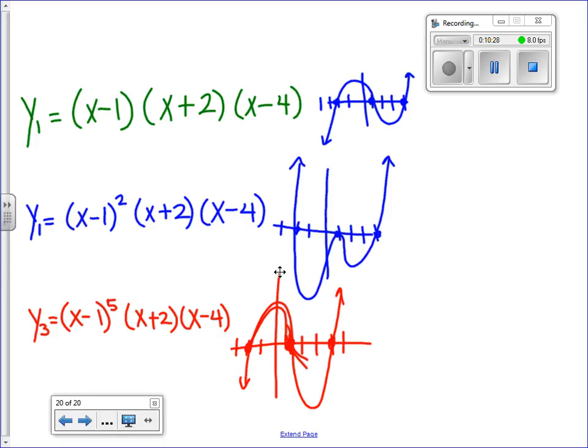So you need to know if you have a multiplicity, which is when it happens more than once, if it's odd, it's going to cross and pass through it. If it's even, it's going to bounce off of it. So that's going to be a bounce, and it's going to cross.